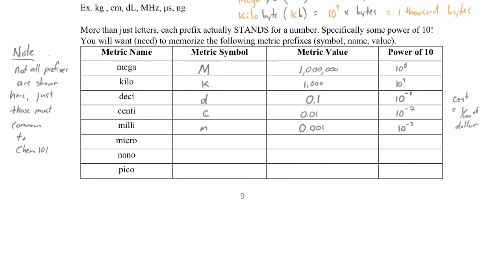After milli, we get into unit prefixes that represent very small modifiers. The first of those being micro. Micro has a unique metric symbol that is based on a Greek letter called mu. The Greek letter mu looks a little bit like a U, at least to me it does. And micro, or mu, has a very small metric value. It's actually 1/1 millionth. So its power of 10 is 10 to the negative 6 power.